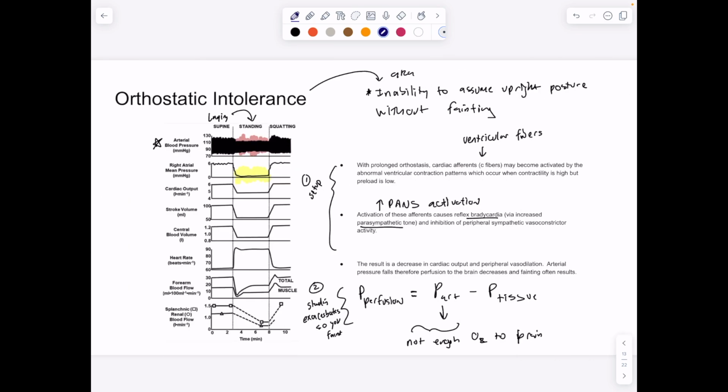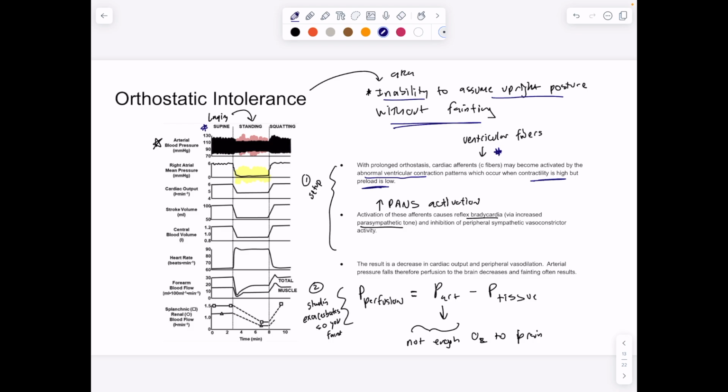All right, then one last thing on this particular lecture was orthostatic intolerance, aka the inability to stand upright without fainting. So if you're laying down for a long time, the idea is that these same C fibers that cause the vicious hemorrhagic cycle can become activated, and this is because of this abnormal contraction pattern when you have high contractility but preload is high due to your laying down.